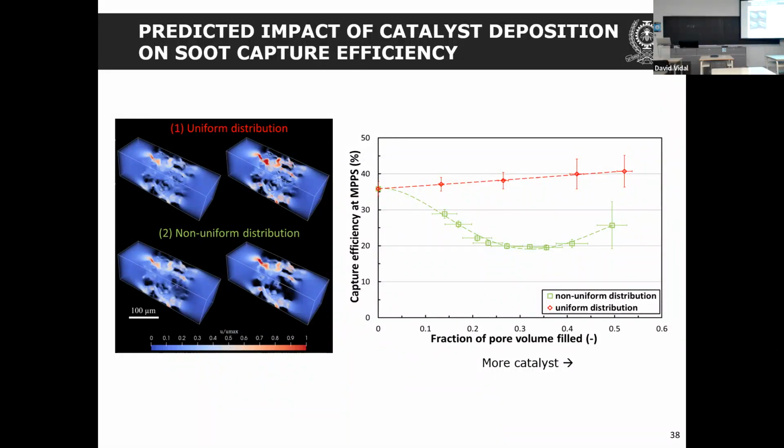So I said to Igor, are you sure you didn't make any mistakes? He said, yeah, why? I said, because I was not expecting such a result. I was expecting a monotonic increase of the capture efficiency when you were clogging with the catalyst, even though it was a non-uniform profile. He said, no, I'm sure this is a good result. I said, do you have an explanation? He said, no, I don't have an explanation.